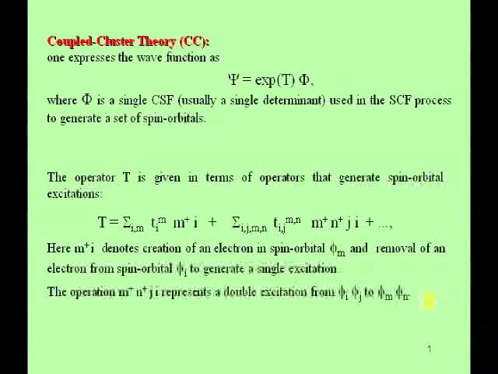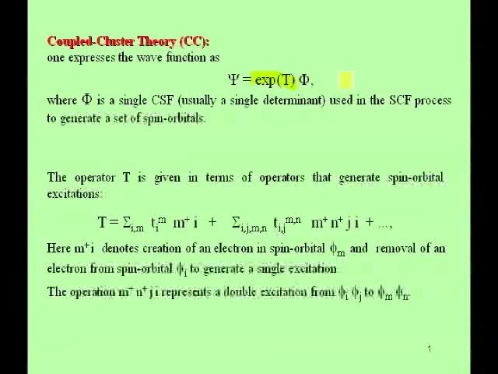Now we have to deal with this thing of, okay, if we just wrote psi as 1 plus T acting on phi, then the 1 times phi would just be our reference Slater determinant. The T acting on phi would give single and double excitations, whatever level you decide to put in your T operator. But there's more to it. The coupled cluster theory expresses the wave function not as 1 plus T acting on phi, but the exponential.